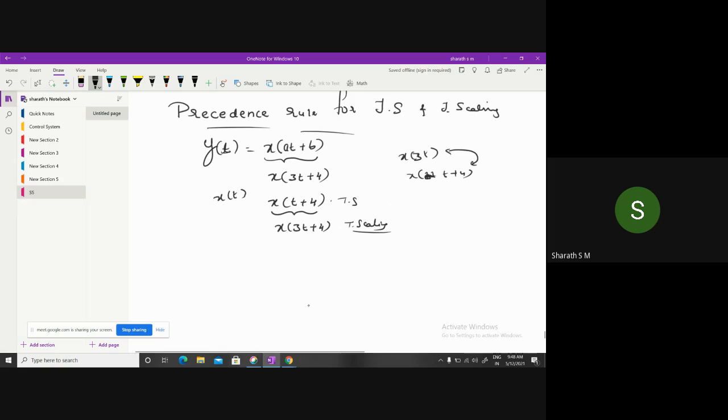So write down an example. Just take some example for x of t. So just do some triangular signal. We have a signal from -1 to +1 with the amplitude level as 1. For that we need to perform x of 2t plus 3. Find x of 2t plus 3.